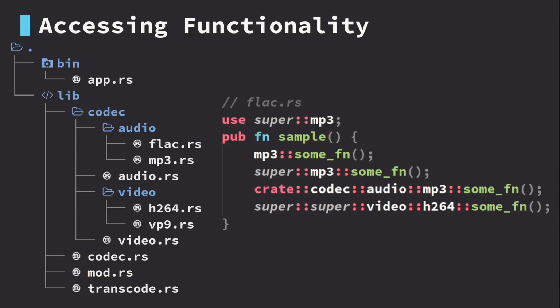And if we want to access the H.264 module directly from the FLAC module, we can use super. So super will go up to audio. We use super again, go to codec. Then we use video to drop down into video. Then finally, H.264, we can drop down into H.264. If you end up in a situation where you have multiple supers, it's usually a good idea to just use crate instead, because if you move the module, then these supers are going to refer to different places, and you'll get an error when you try to compile your code.